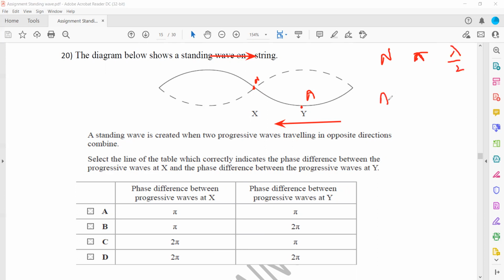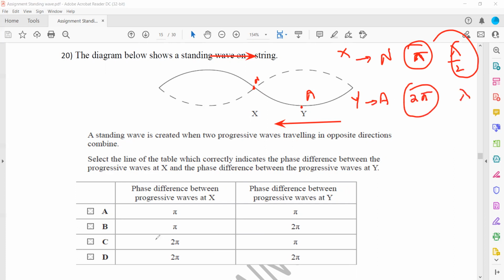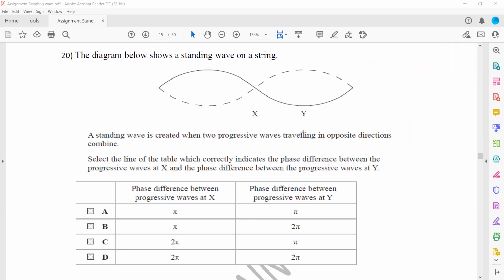And when an antinode is formed, so X is a node, so it will be pi or lambda by 2, but they're asking for phase difference, and Y is the antinode, so it will be 2 pi or lambda. So for X, because it's a node, the two progressive waves cancel out the effect of each other and the result is a node. And two progressive waves increase the effect of each other and the result is an antinode. That's why B is the right answer.